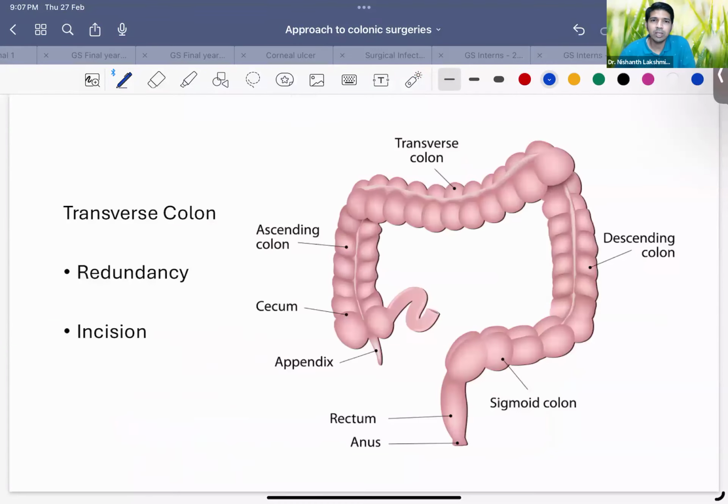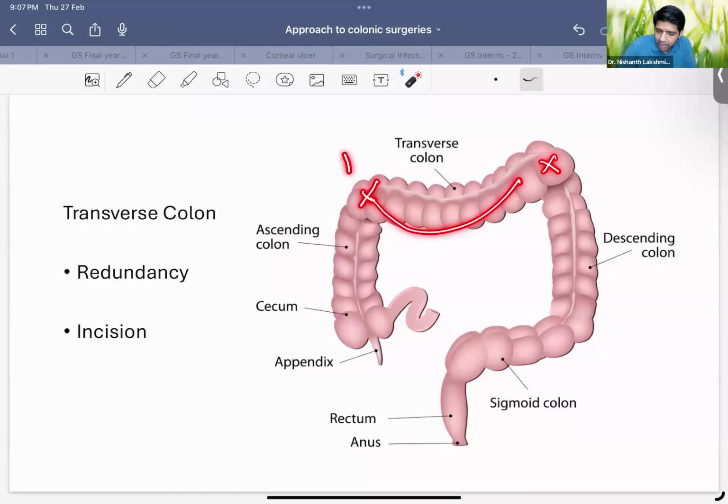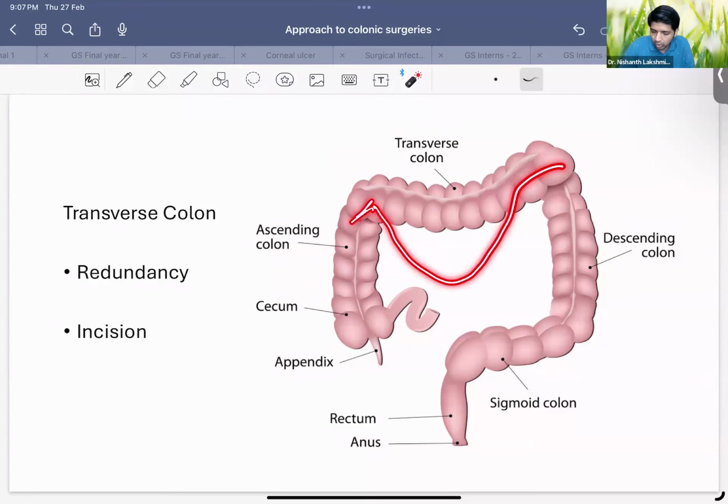Now, transverse colon is one particular structure which is very free because it hangs between two fixed structures. That is the hepatic flexure and the splenic flexure. Splenic flexure is slightly higher up when compared to the hepatic flexure. Again, no clinical implication. Just the fact that it can be redundant. Like how you can have a redundant sigmoid colon, you can have a redundant transverse colon.